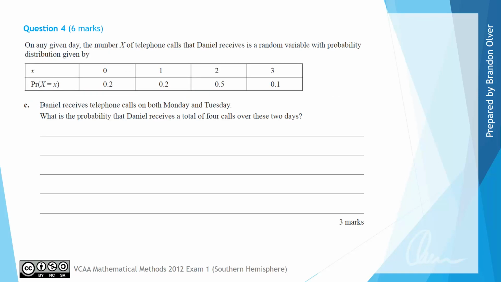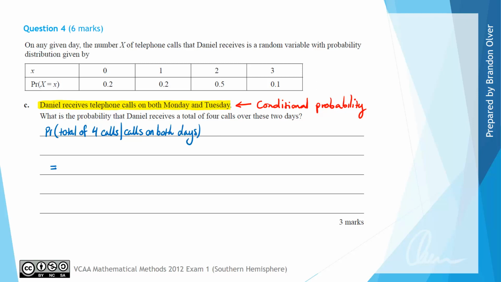For part C, we're told that Daniel receives telephone calls on both Monday and Tuesday. And we are asked, what is the probability that Daniel receives a total of 4 calls over these 2 days? The first thing we can see is that they have actually made this a conditional probability question, as we know that he has definitely received at least 1 call on both Monday and Tuesday. So we can distill it down into a conditional probability: the probability that he receives a total of 4 calls, given that he has a call on both days.